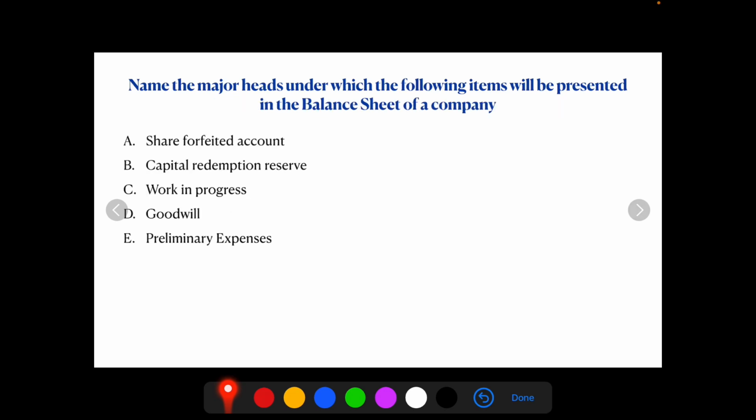Let's look into the next question, which is similar to the previous one. Over here we have 5 items. We need to write them under the major head. Share forfeited account will come under the major head, shareholders fund. Share forfeited account itself is a part of share capital. Share capital is written under the major head what is called as shareholders fund. Capital redemption reserve. Reserves are reserves and surplus, which is written under the major head again shareholders fund.